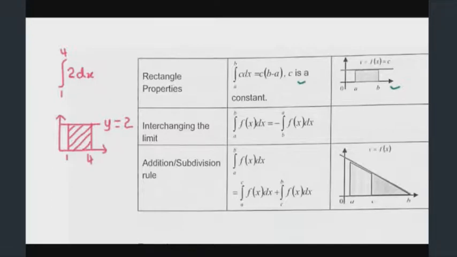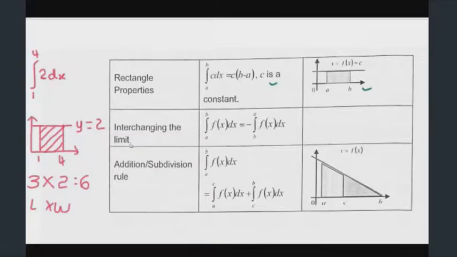So rectangle property, because we can evaluate this integral by using the area of this rectangle, which is 3, because 4 minus 1 is 3, multiply by 2 and then we get 6. So this is the formula we use for a rectangle, which is length multiplied by width. Okay, so this is how we got the area. Then we have interchanging the limits. So if let's say we want to change the lower limit a into the upper limit a, then we have to put this negative sign here.